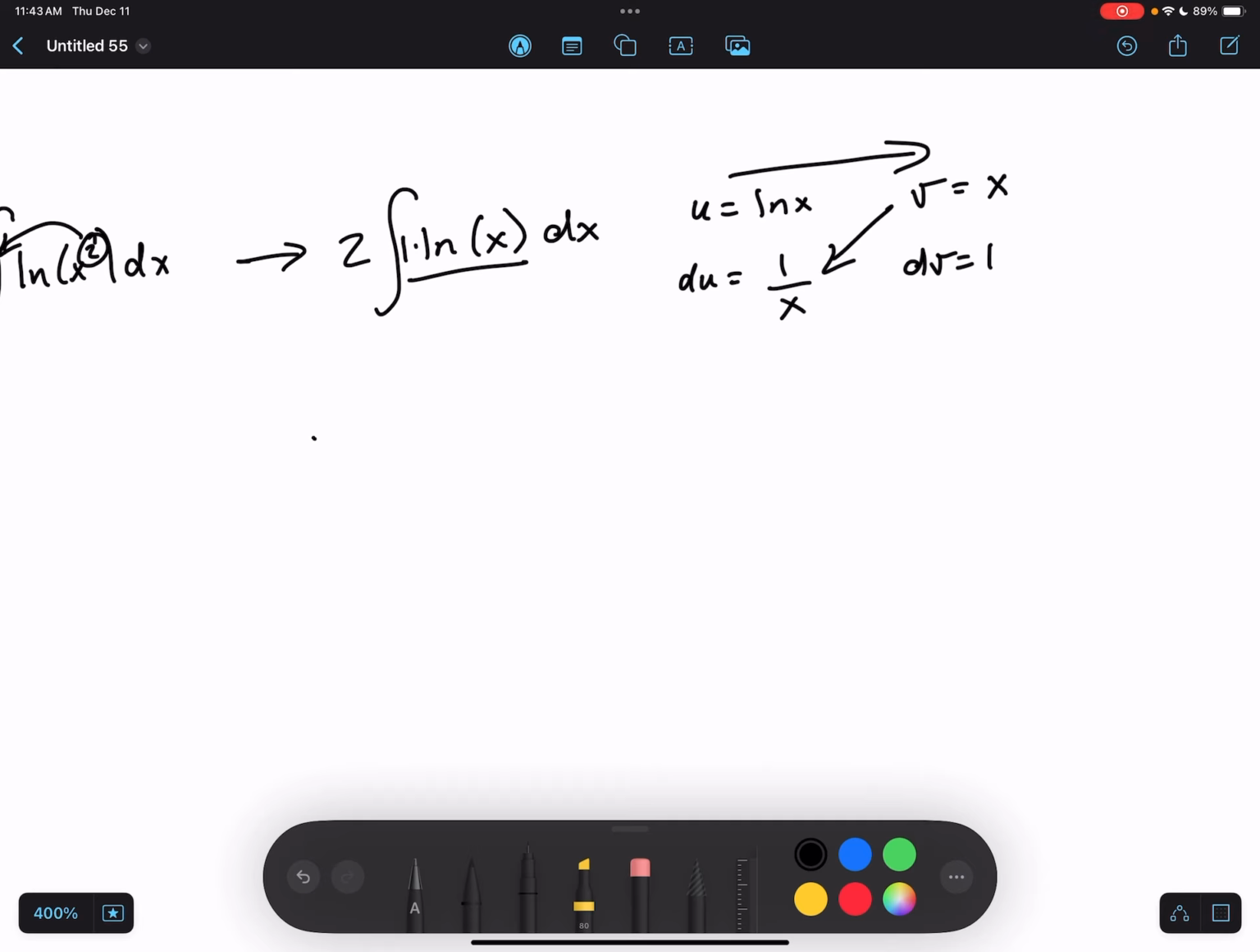So what we really have is 2 times x ln x minus the integral. We have x here over x, which is just 1 times dx. And then we just need to solve this really standard integral.